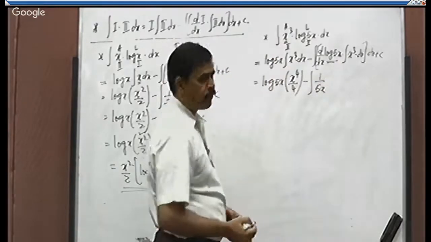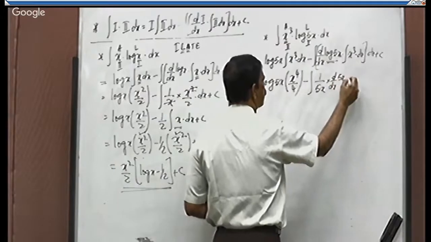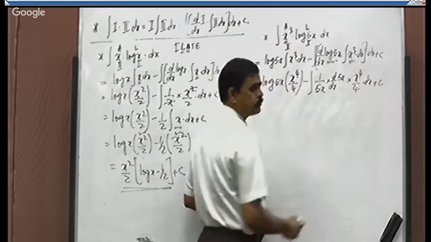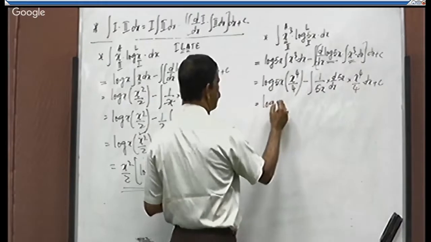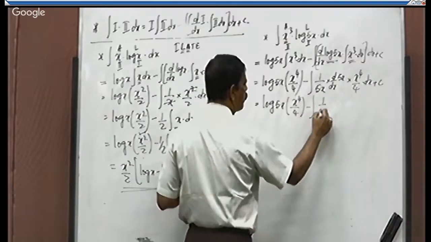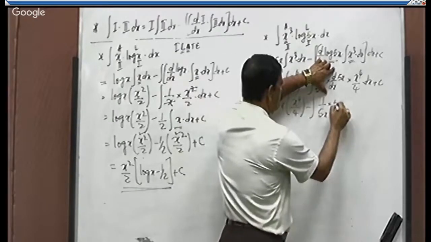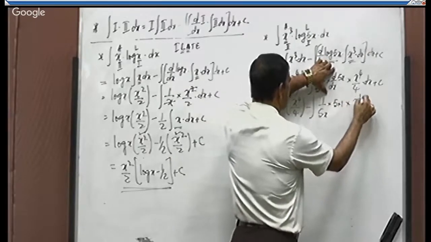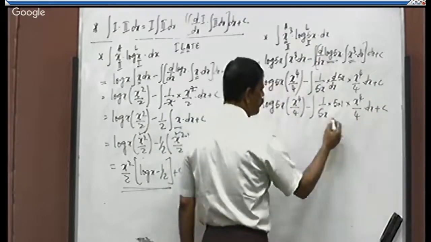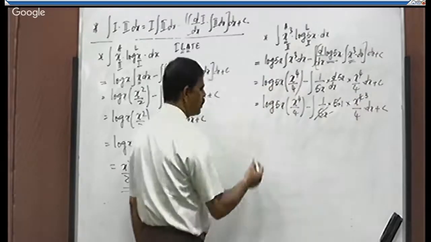For log x, it is 1 by x. For log function, it is 1 by function into d by dx of function, that is 5x, into integration of x cube, x to the power of 4 by 4 into dx plus c. This is equal to log of 5x into x to the power of 4 by 4 minus integral of 1 by 5 is taken as it is. In differentiation of 5x, differentiation of 5x is 5 into 1, into x to the power of 4 divided by 4 into dx plus c. Now make this simplification. 5, 5 cancel. X, x cancel. What is remaining? X cube.